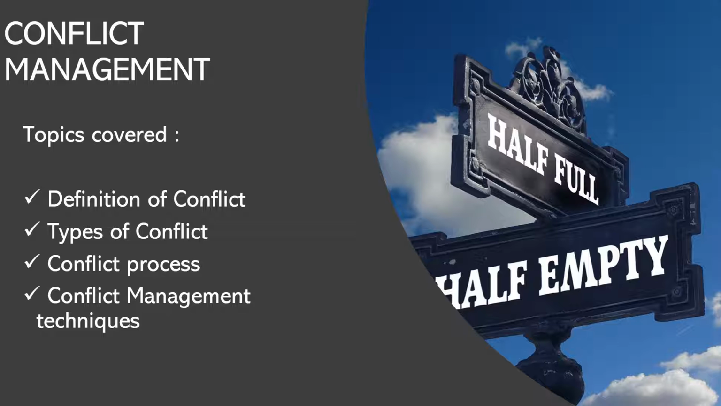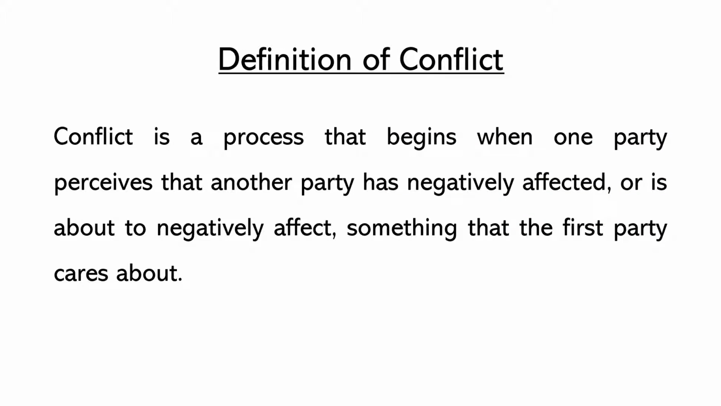So first, definition of conflict. Now this is just a basic definition of conflict. Conflict is a process that begins when one party perceives that another party has negatively affected or is about to negatively affect something that the first party cares about.